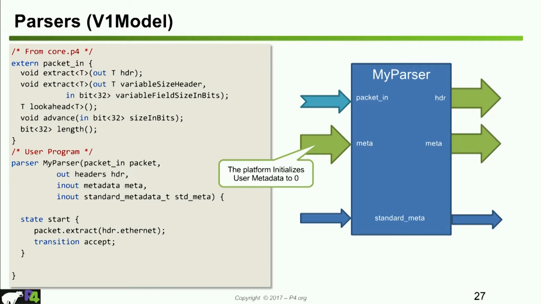At the bottom, we show what an example parser might look like. This is a very simple, single state parser. As I mentioned, parsers always start in the start state, and in this case, it's extracting the Ethernet header from the packet, and then transitions to the accept state. Once it hits the accept state, the parser is done.